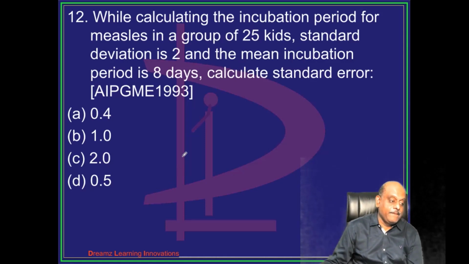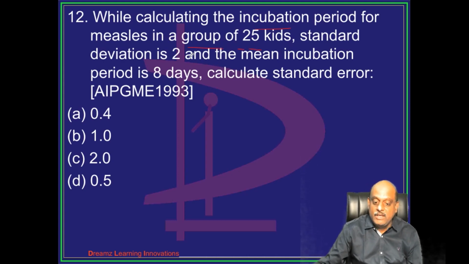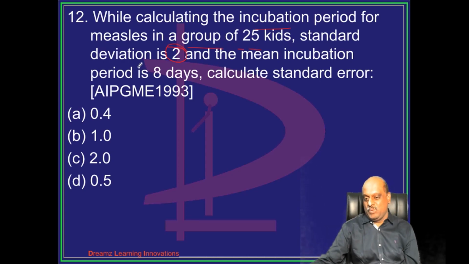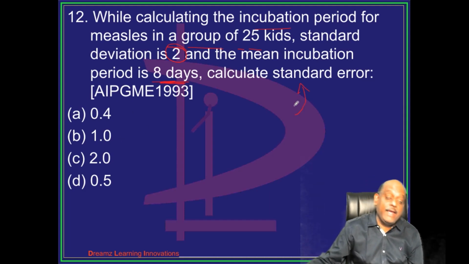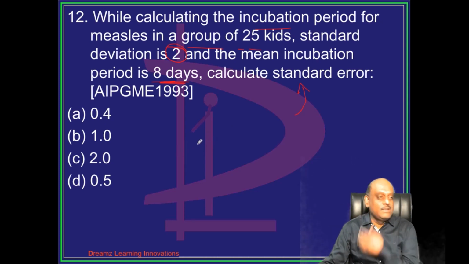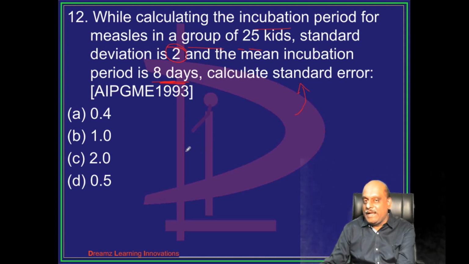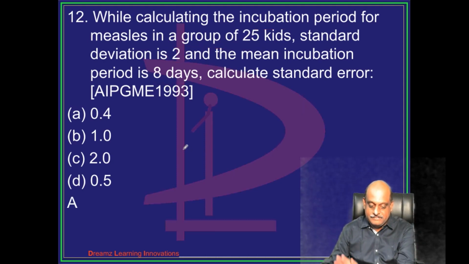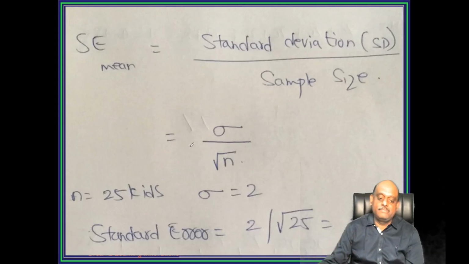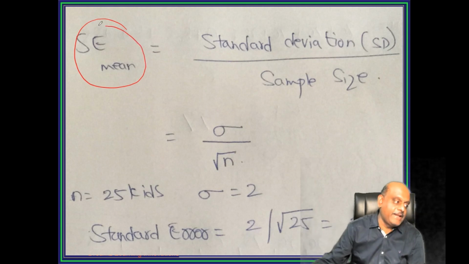नाउ डॉक्टर, when you are calculating incubation period of the measles in a group of 25 kids, you found a standard deviation 2 and the mean incubation period is 8. Calculate the standard error. स्टैंडर्ड एरर एक्चुअली एरर नहीं है, मगर उसको स्टैंडर्ड एरर बोलते हैं, राइट? सो हाउ विल यू कैलकुलेट? फॉर्मूला मालूम होना है डॉक्टर साहब. नाउ व्हाट इज स्टैंडर्ड एरर ऑफ मीन? व्हाट इज द फॉर्मूला ऑफ स्टैंडर्ड एरर ऑफ मीन?